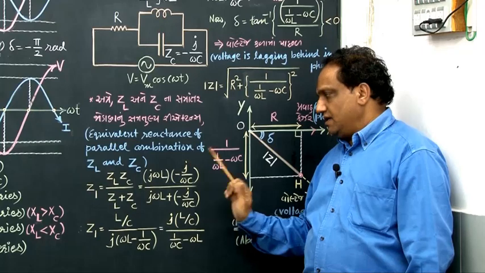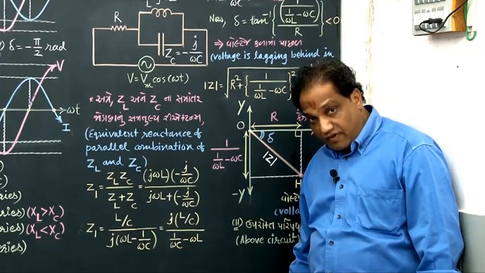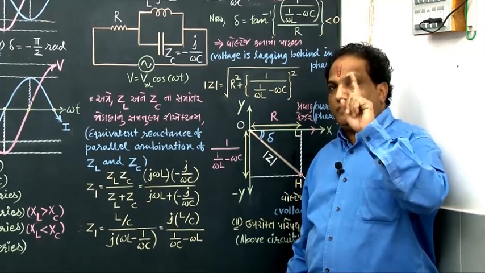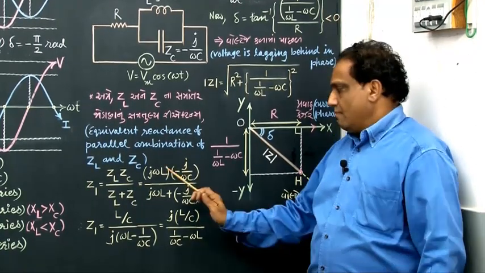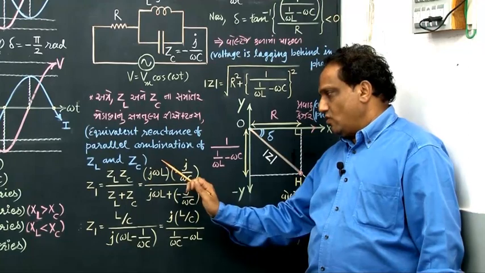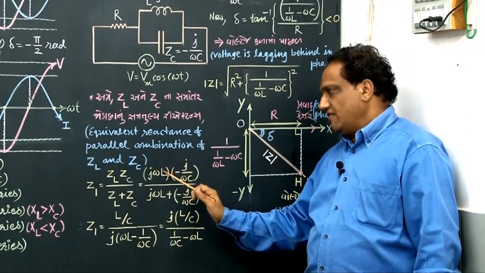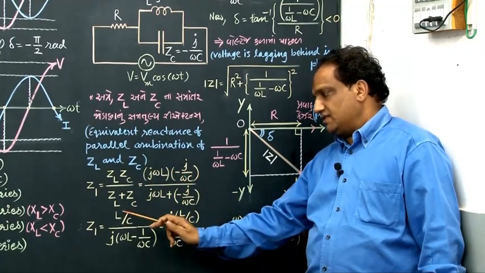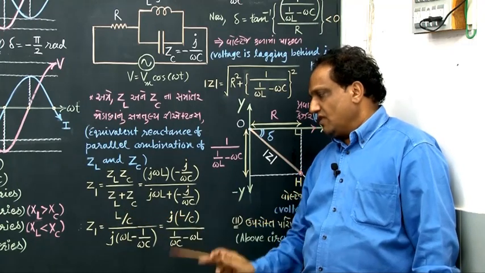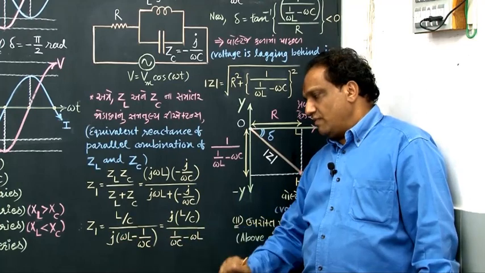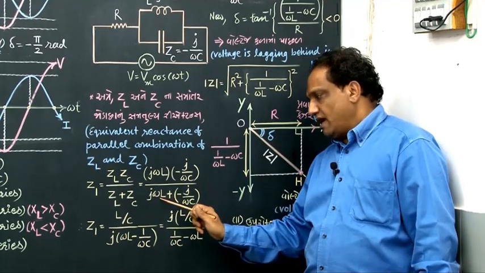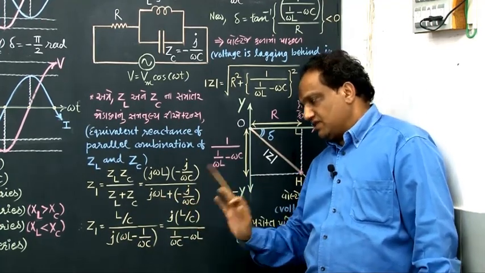Minus J into J will give you minus J square. Minus J square means plus 1 because J square equals minus 1. Omega omega will cancel, giving you L upon C. From these two terms you can take J common. When you take J common, inside the bracket it will be omega L minus 1 upon omega C.